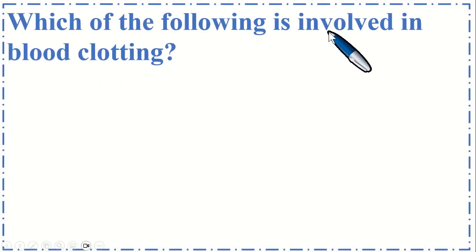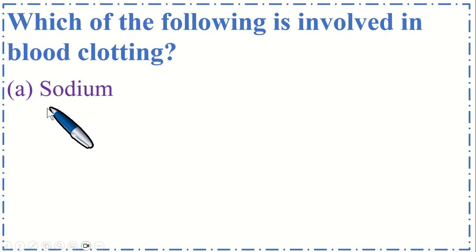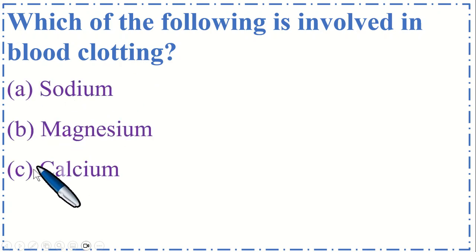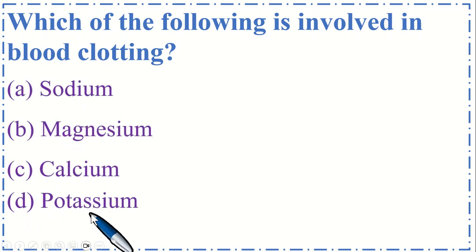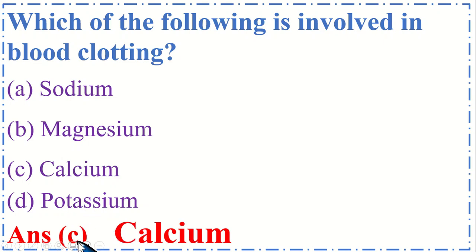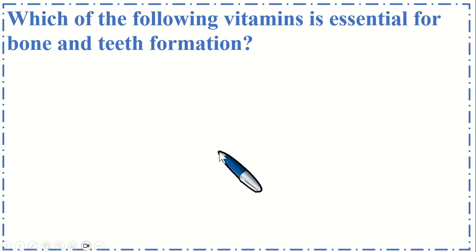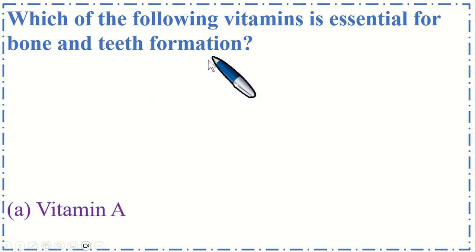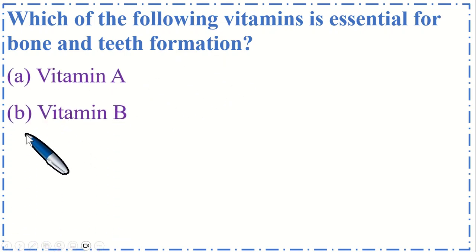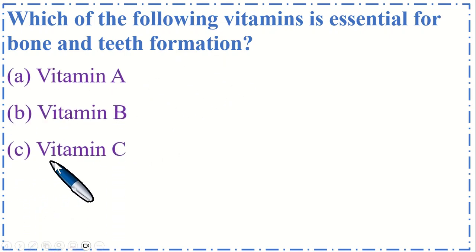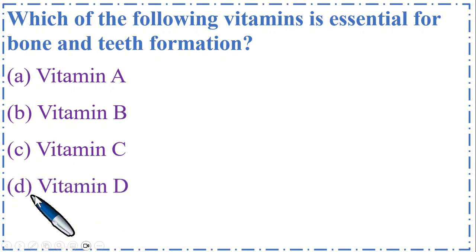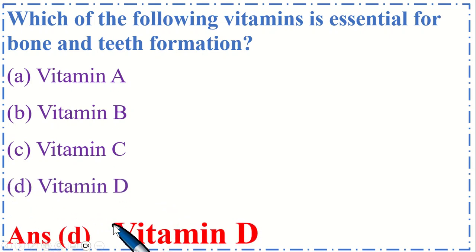Which of the following is involved in blood clotting? Option A sodium, B magnesium, C calcium, and option D potassium. So the correct option is C calcium. Which of the following vitamins is essential for bone and teeth formation? Option A vitamin A, B vitamin B, option C vitamin C, and option D vitamin D. So the correct option is D vitamin D.